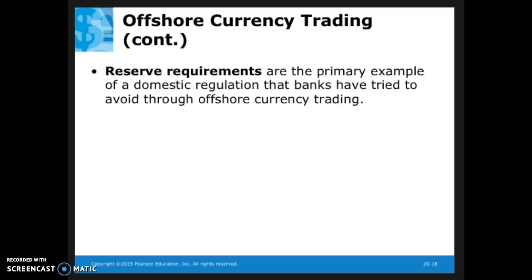So next we have reserve requirements. Here's the primary example of a domestic regulation that banks have tried to avoid through offshore currency trading.